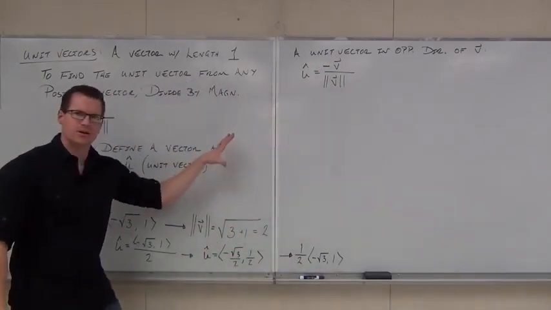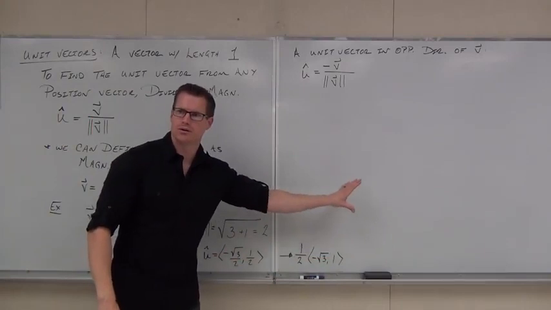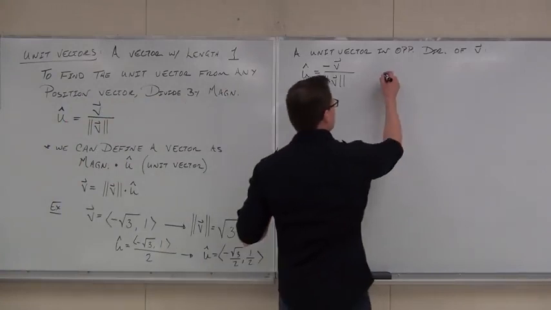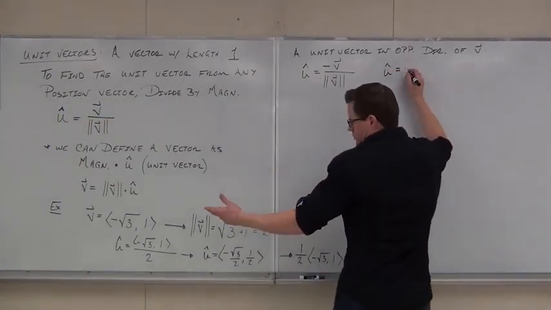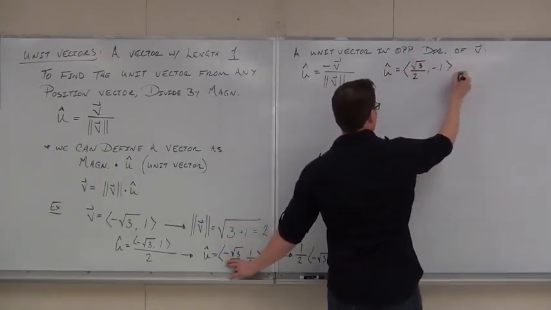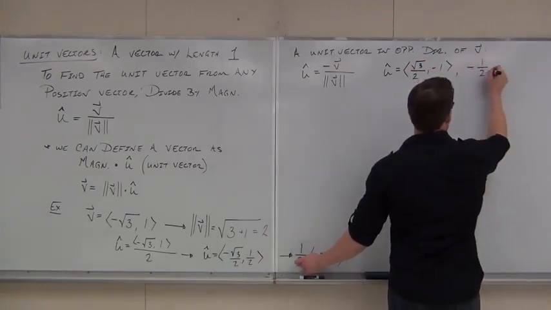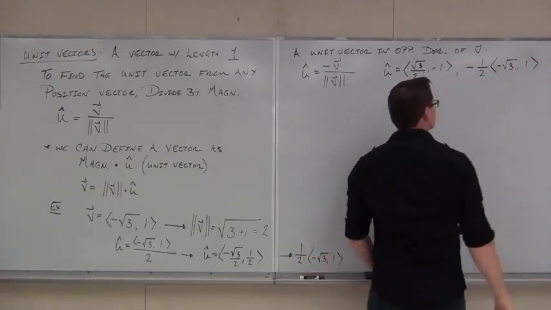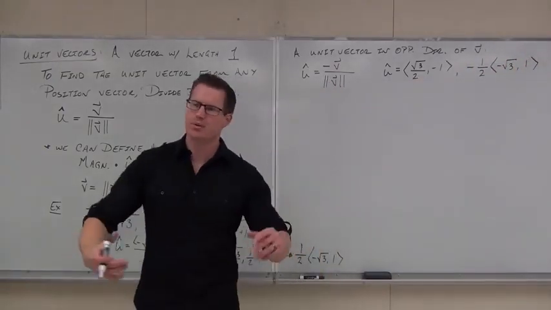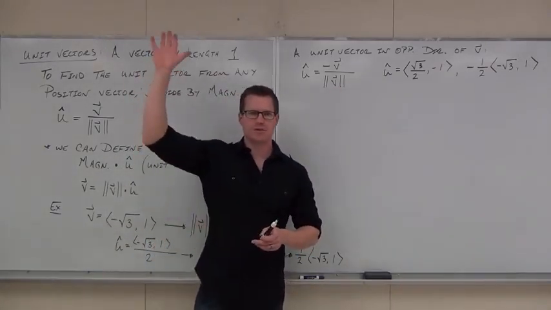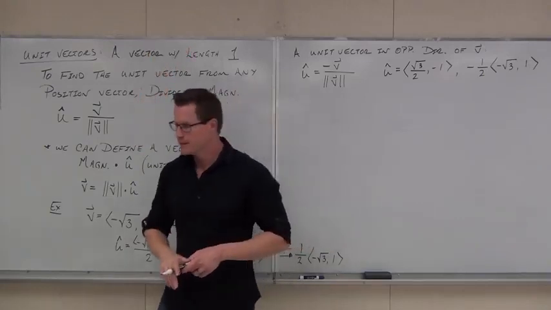Do I have to recreate all of this work? The magnitude's not going to change, guys. The vector's not going to change. Our vector here would be one of two choices. You can either have positive 3/2, -1, or even easier, just make it negative 1/2 and keep the same exact vector. Those would be the unit vectors in the opposite direction. It's the same unit vector, just the opposite direction. Show of hands if that makes sense to you. Feel okay? All right.